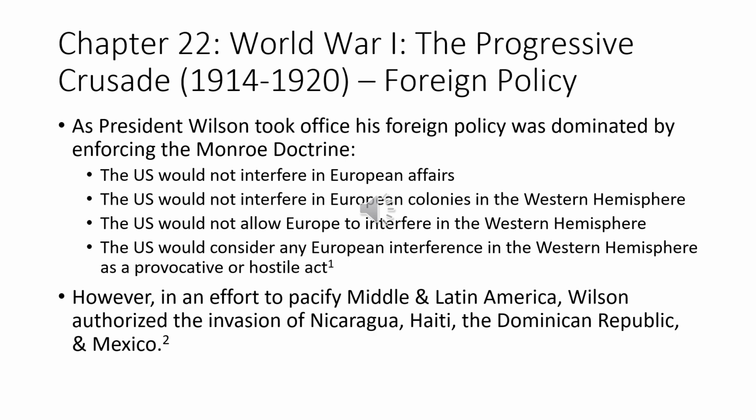As Wilson took office, his administration decided it was going to continue the tradition of following the Monroe Doctrine. This had four tenets. 1. The U.S. would not interfere in any European affairs. 2. The U.S. would not interfere in European colonies in the Western Hemisphere. 3. The U.S. would not allow Europe to interfere in the Western Hemisphere. And 4. The U.S. would consider any European interference in the Western Hemisphere a provocative or hostile act.